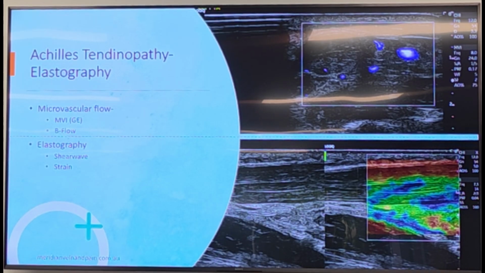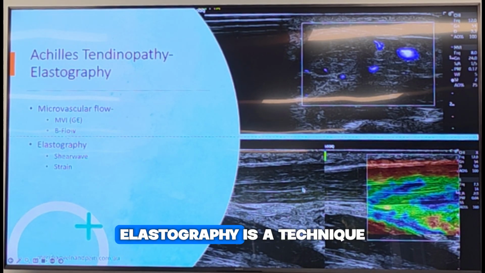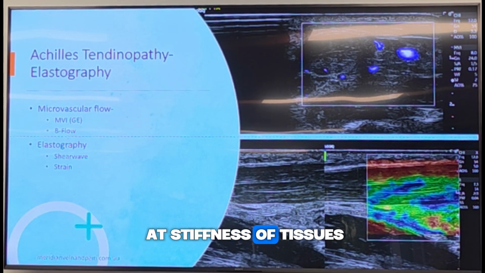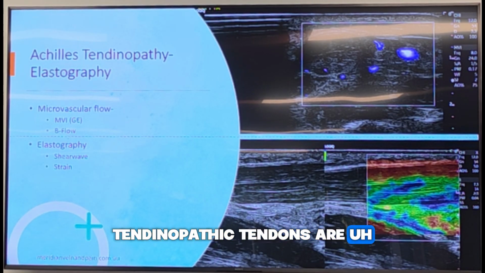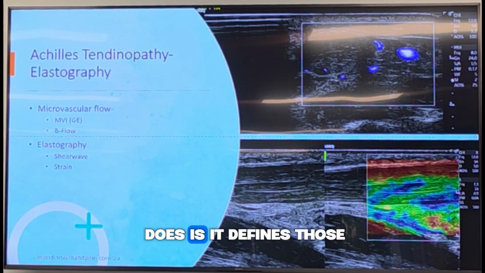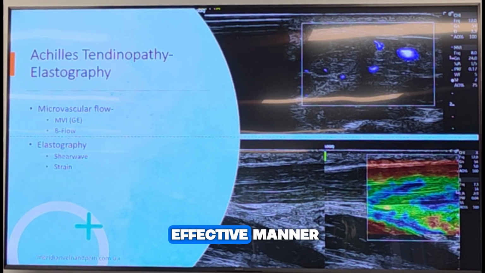Okay. Another thing that's come out, which a lot of people may or may not have heard, is elastography. So elastography is a technique within ultrasound to look at stiffness of tissues. We know that tendinopathic tendons have got areas of fissuring, of mucoid degeneration. But what the elastography does is it defines those in a much more effective manner.